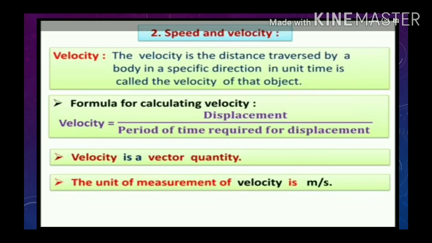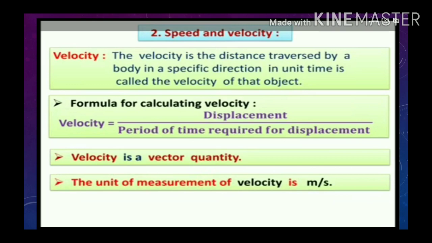So the formula for calculating velocity is equal to displacement upon the period of time required for displacement. Displacement means distance covered or traversed in one direction. So velocity is equal to displacement upon time. Velocity is a vector quantity.